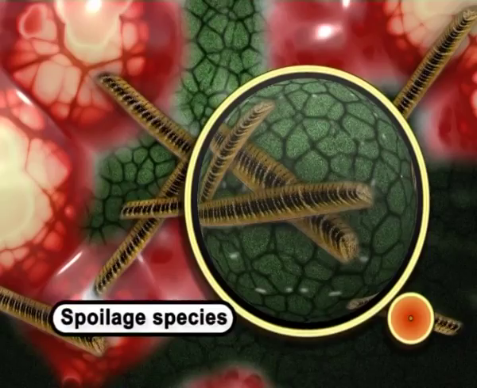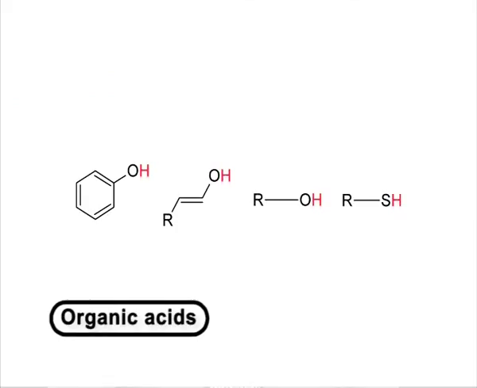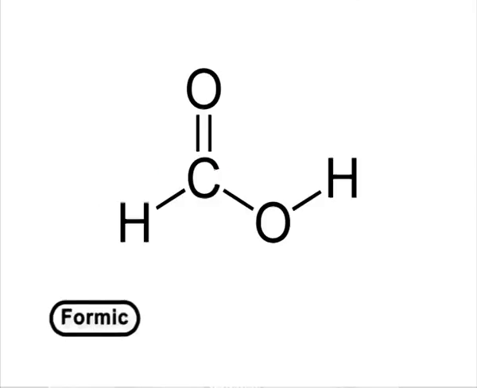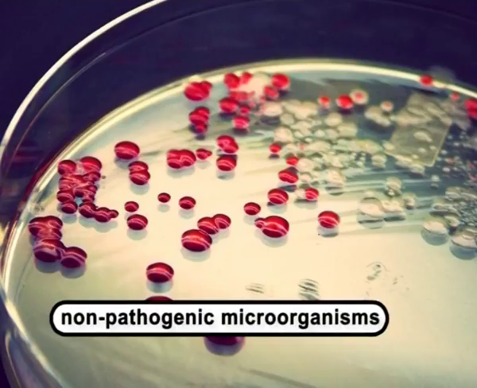Some types of microorganisms thrive in foods and produce metabolites. These metabolites may be injurious to competing spoilage species and thus help preserve food. Such preservation depends on the anaerobic breakdown of carbohydrates to yield various alcohols and organic acids like formic, acetic, propionic, or lactic. That is, fermentation by non-pathogenic microorganisms.